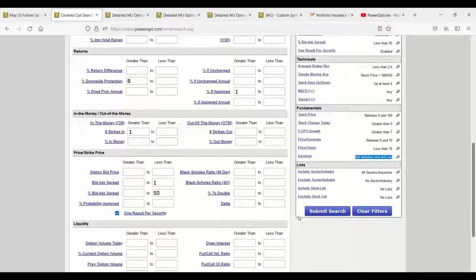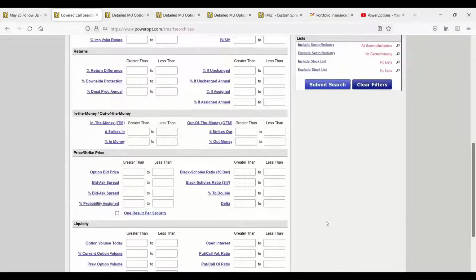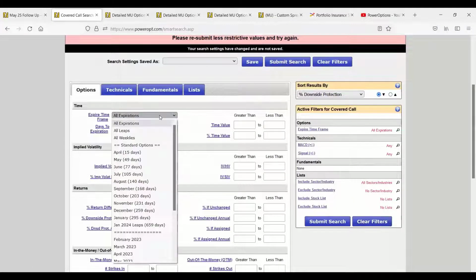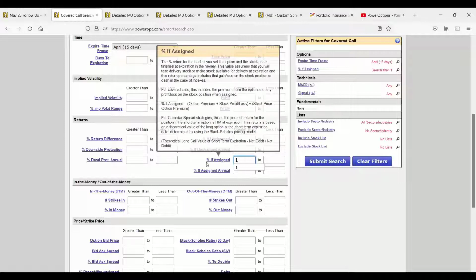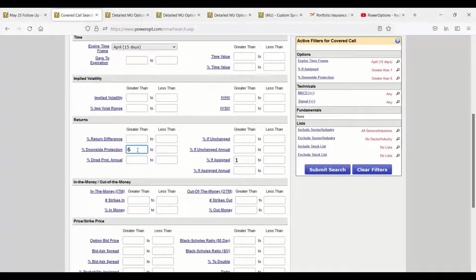But if I had a specific requirement for a diagonal spread, that I only wanted to see implied volatility ratios from the sell and the buy option to be greater than 1 or greater than 1.5, then I would clear the settings. I'd put in the basic criteria I want. I just want the next monthly expiration. Let's say in April. And I want at least a 1% return if assigned. I'd still want maybe a 6 or 7% downside protection. Let's put it at 6, stay in the money a little bit.